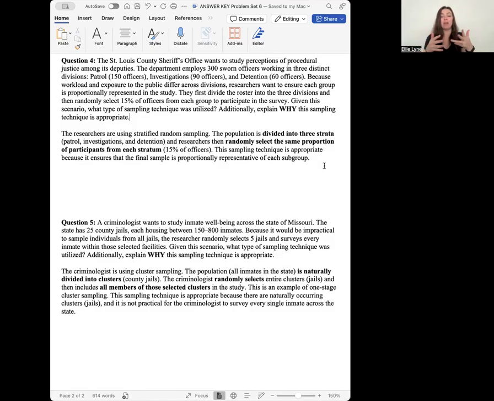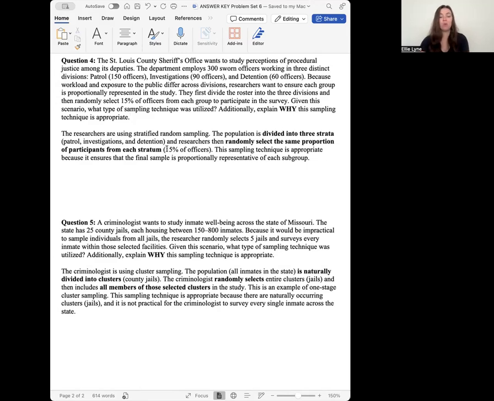So we have the same amount of representation from our patrol group, investigations, and detention groups as we would if we had that bigger group in the first place. And so again, the key here for stratified random sampling is making sure that our distinct groups still have proportional representation relative to their overall size.